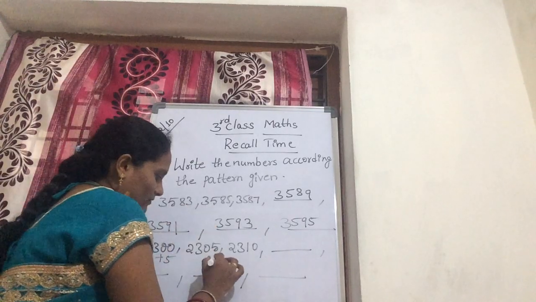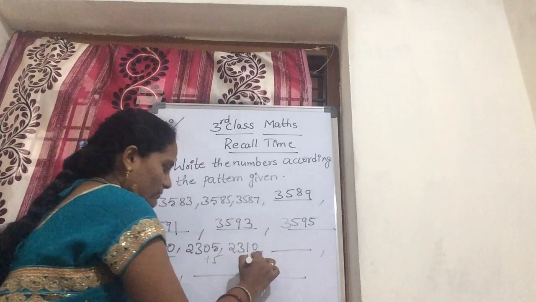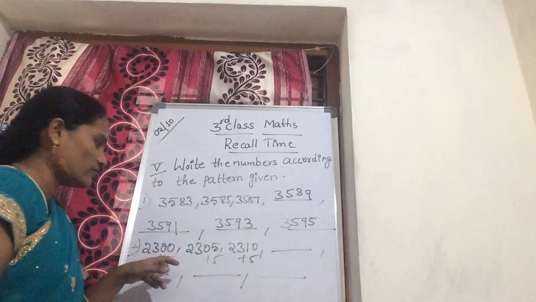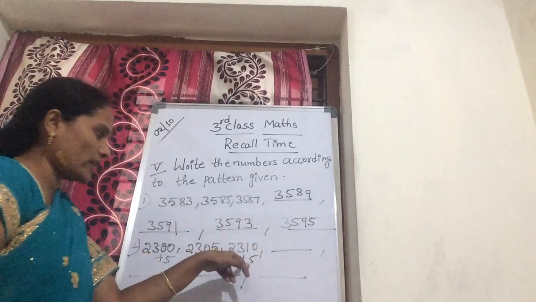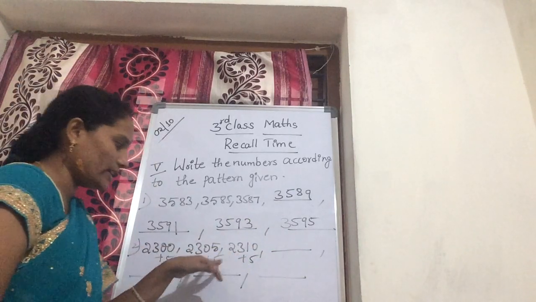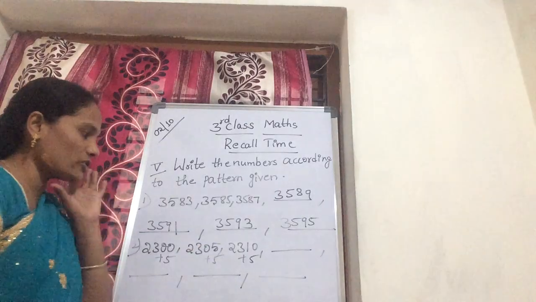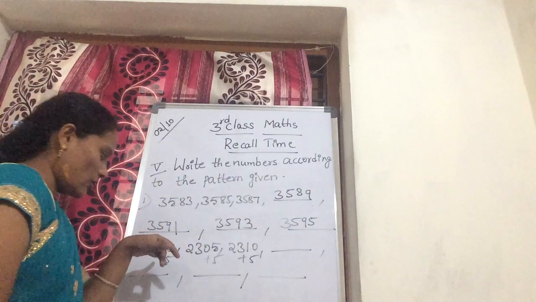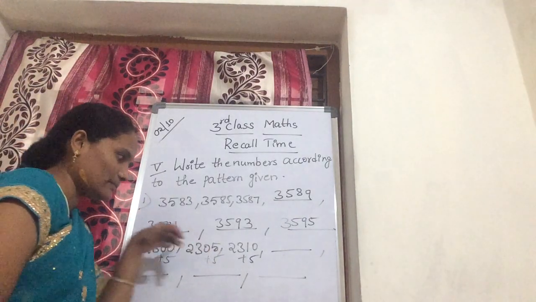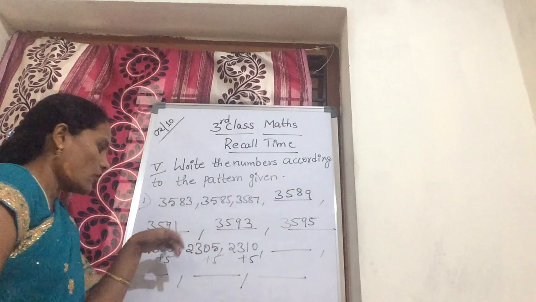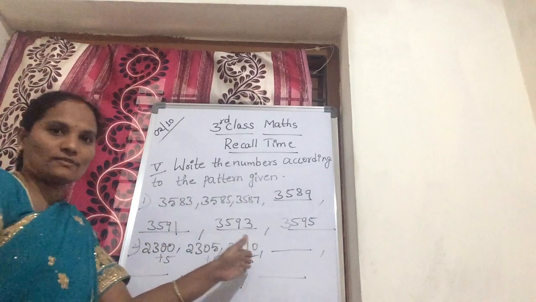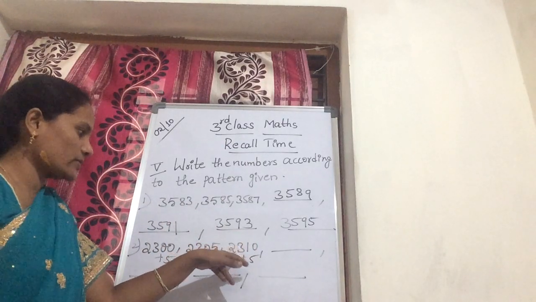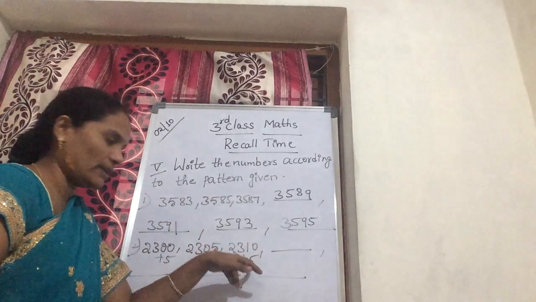Again you add plus 5, you get the next number. In between, how much difference? 5 difference. Next you need the next number. How much are you adding here? Every time you add plus 5. First you will find out how much difference is in the given numbers. Then you do this process. Now next, 2310 plus 5.